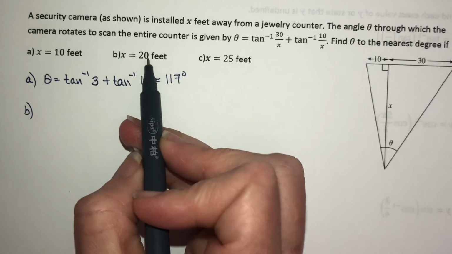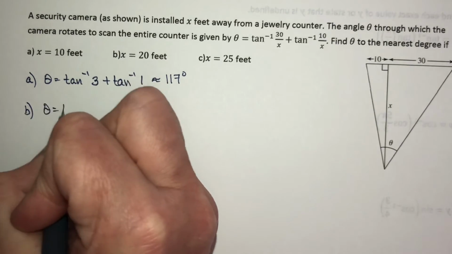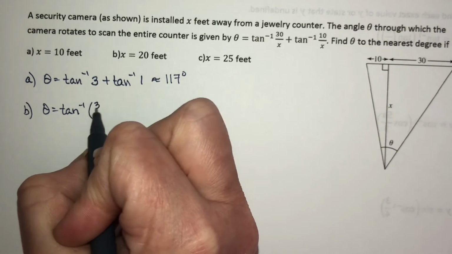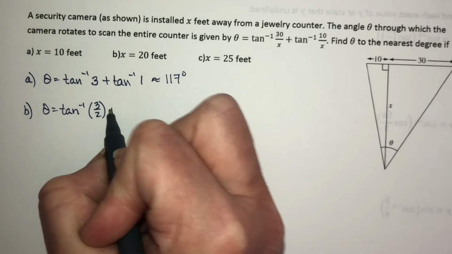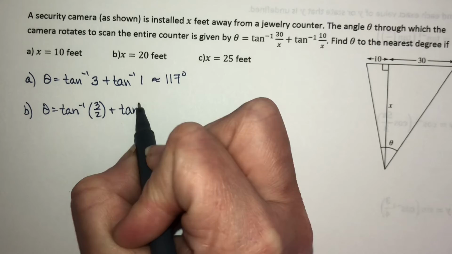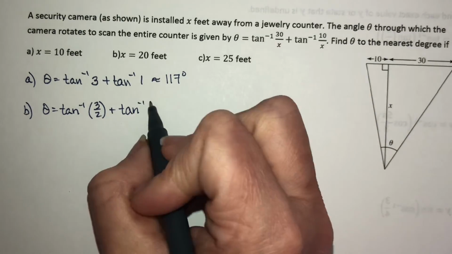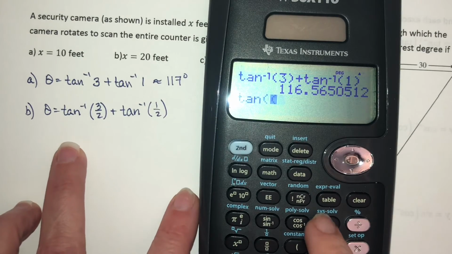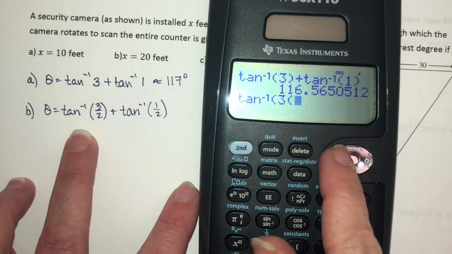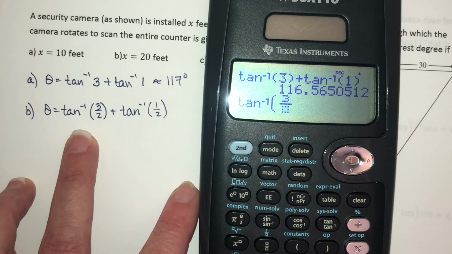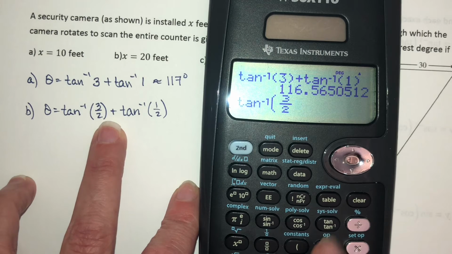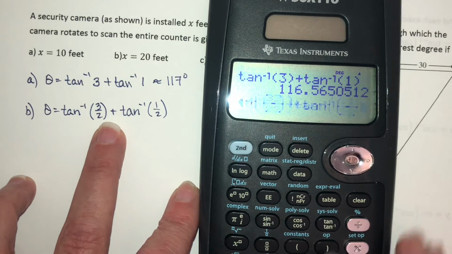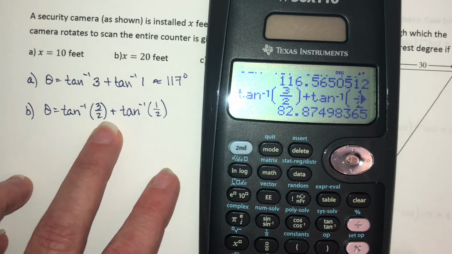For B, now we plug in 20. Our theta is inverse tangent of 30 over 20, which is 3/2, plus inverse tangent of 10 over 20, which is 1/2. So inverse tangent of 3/2 plus inverse tangent of 1/2 to the nearest degree is about 83 degrees.